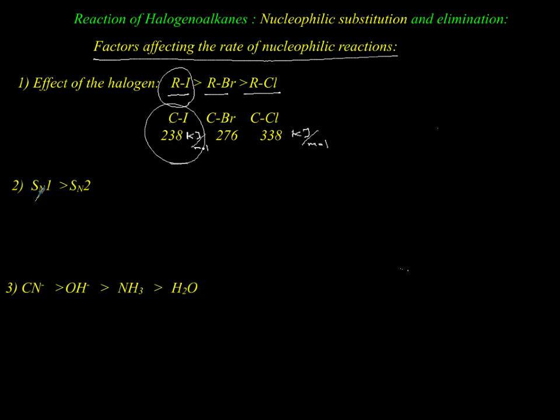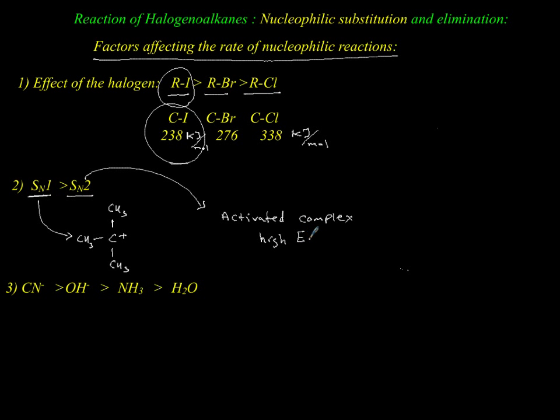The next factor is SN1 is preferred over SN2. Why? Because in SN1 you produce a carbocation which is extremely stable and reactions prefer to produce it. On the other hand, SN2 produces an activated complex that requires lots of energy because it has high activation energy, and the reaction pathways don't prefer that.